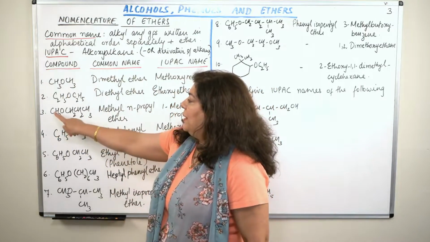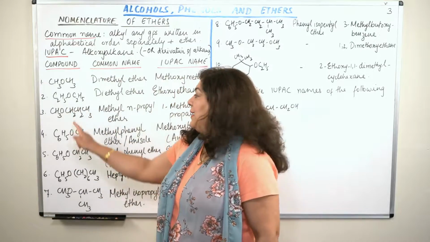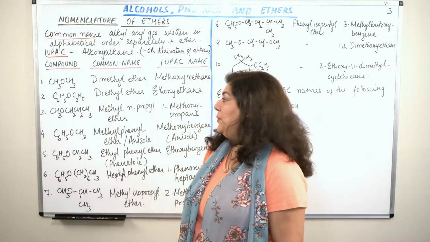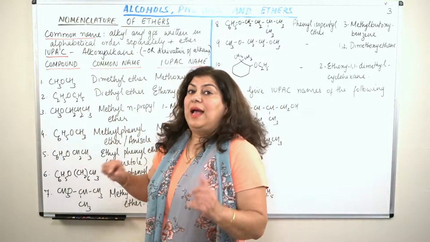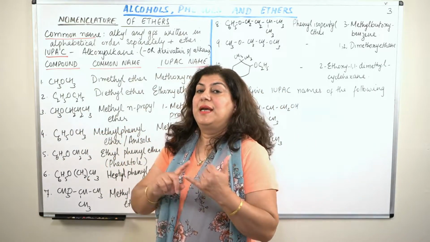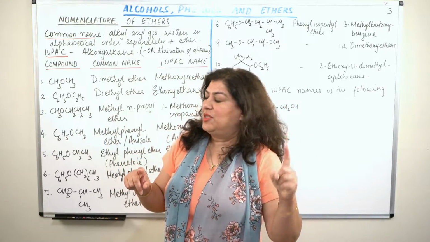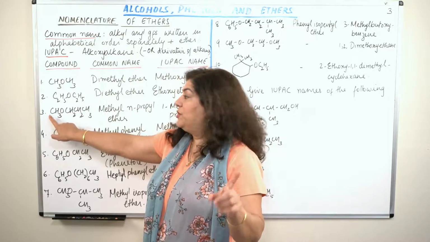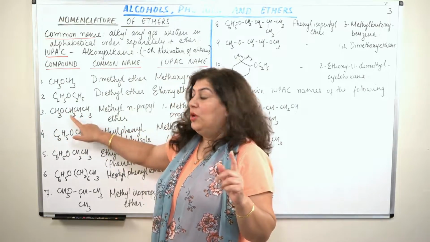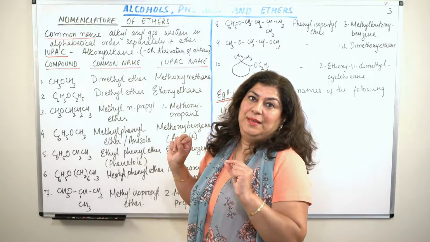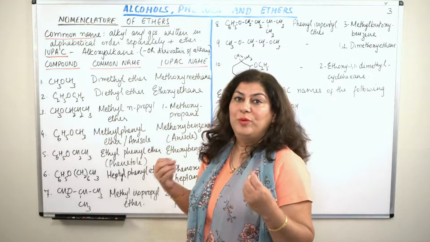Let's take something different here. Look at this one. This has got a methyl group on one side and it has got a propyl group on the other side. So alphabetically, which comes first? M or P? L, M, N, O, P. M comes first and P comes later. So we have two alkyl groups, methyl group and propyl group. We'll write methyl propyl ether. That is how we will name it in common nomenclature.